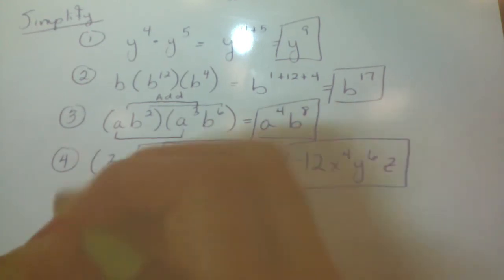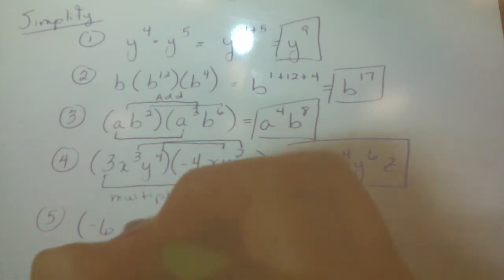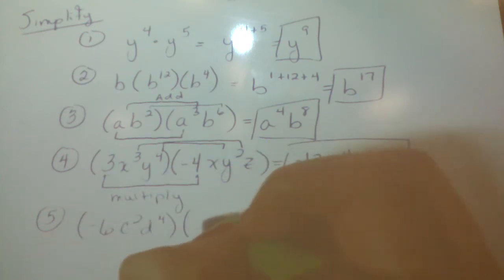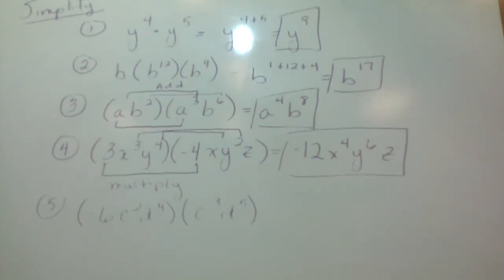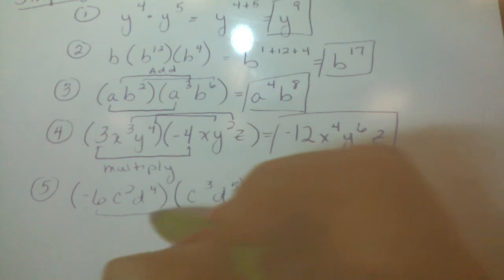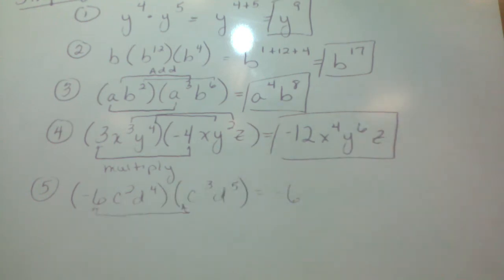All right, let's take a look at number 5. I've got negative 6c squared d to the 4th times c cubed d to the 5th. So for this problem, we have a coefficient of negative 6 in the first parentheses, but there's no number in that second parentheses. There really is a number there, it's 1. So I'm really doing negative 6 times 1, which gives us a negative 6.